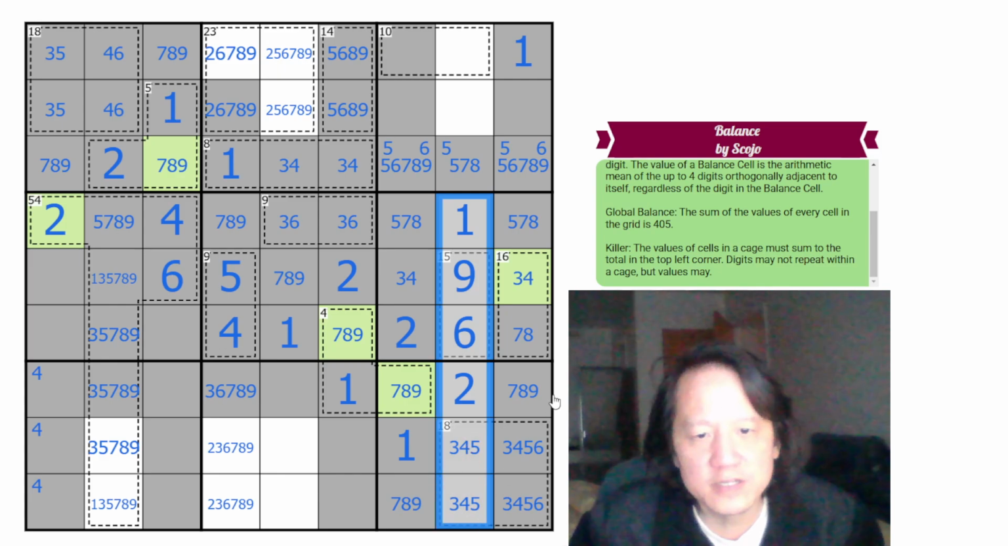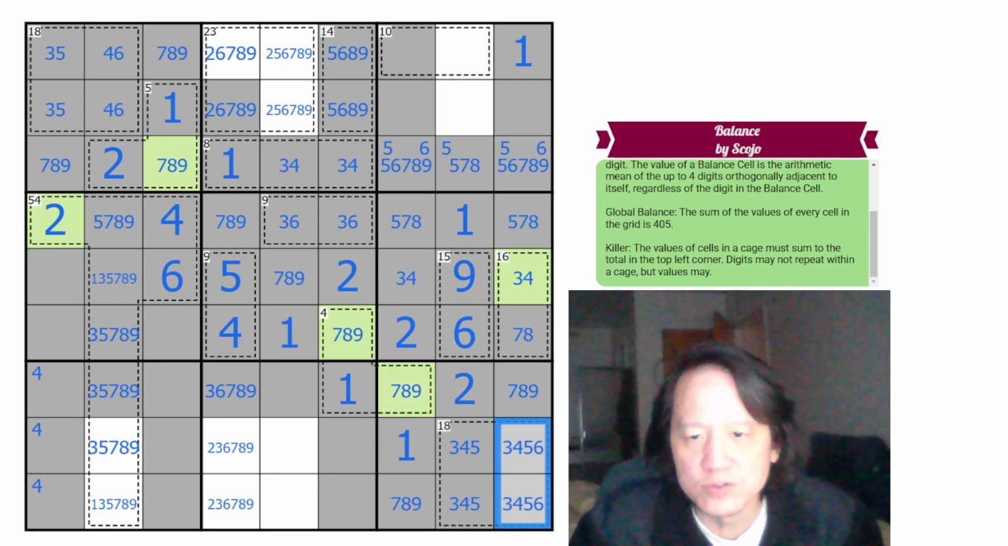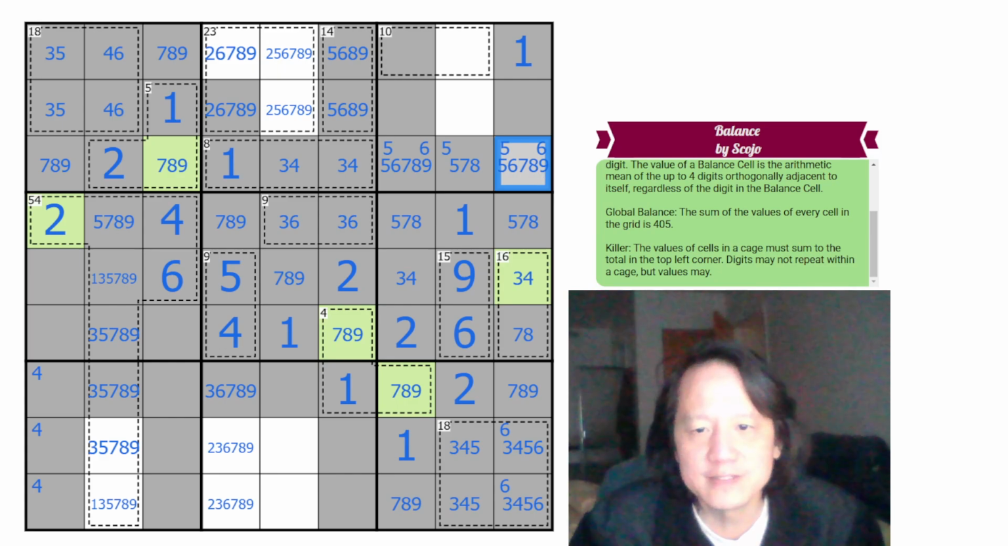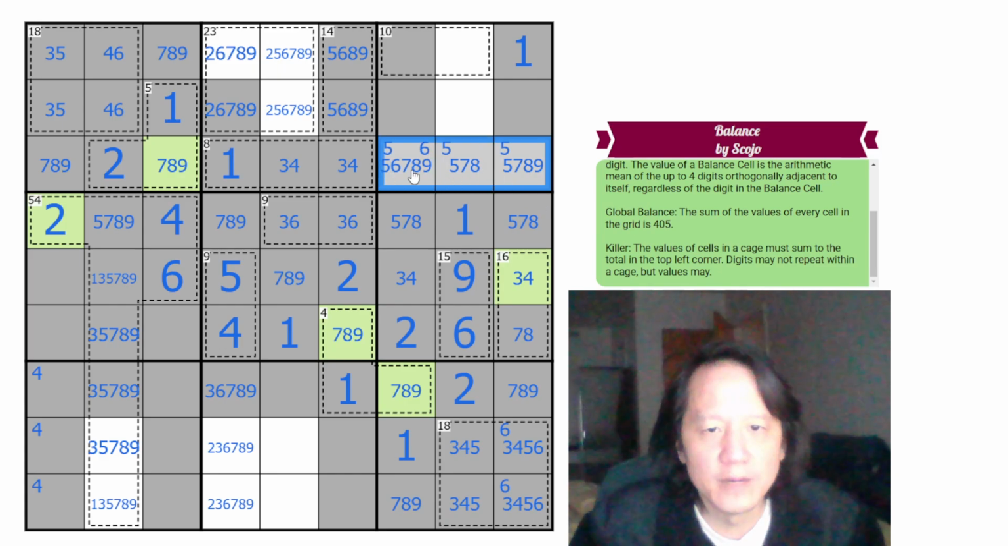Where is the 6 in box 9? It must be one of these two cells. Therefore, that eliminates 6 in the rest of the column. So this can't be 6. Where's the 6 now in row 3? It has to be here. So this is a 6.